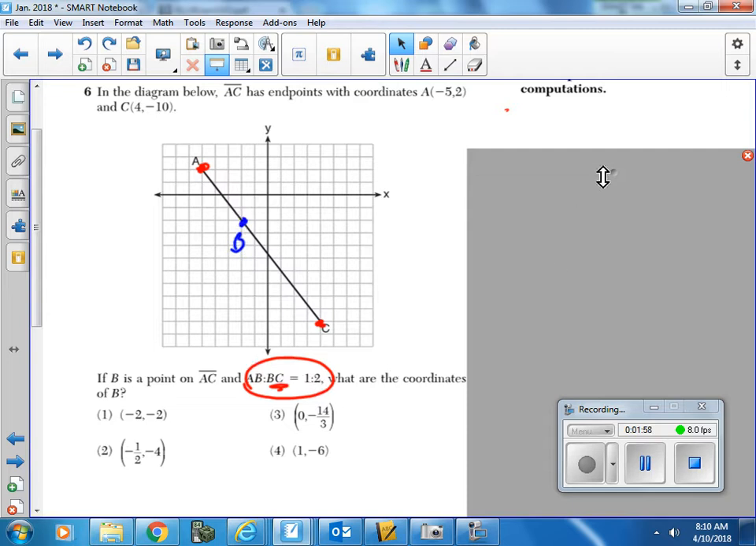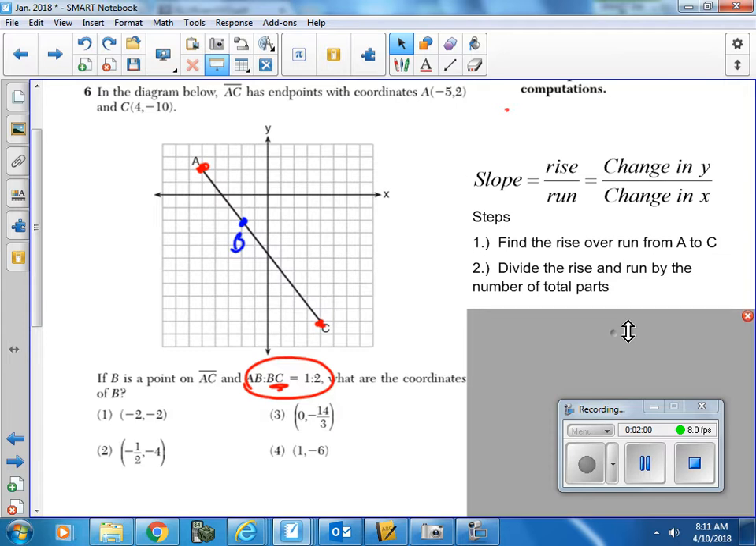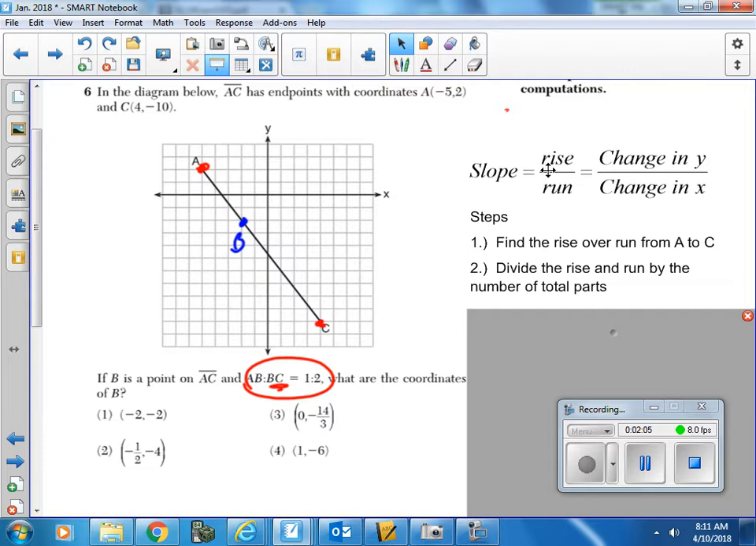All right, so now this is what we're going to do. We're going to find the slope, and then we're going to do these steps. So write down the slope. Slope is simply rise over run. I'm going to move this B, since we're not sure exactly where it is. Slope is rise over run, also seen as the change in Y over the change in X. We're going to find the rise and run from A to C.